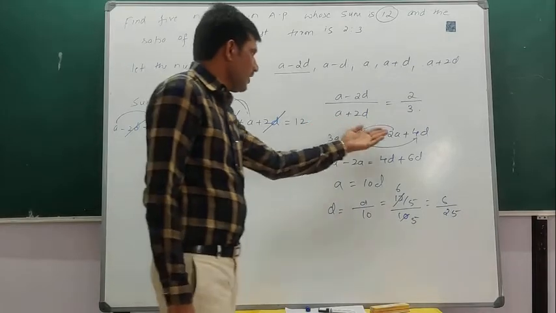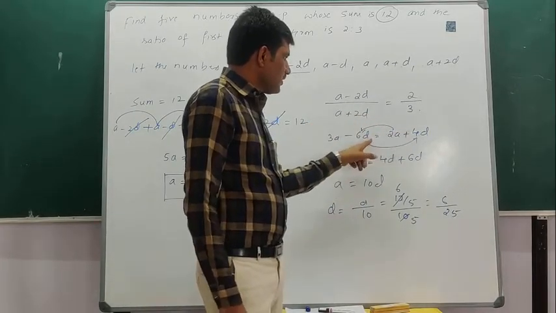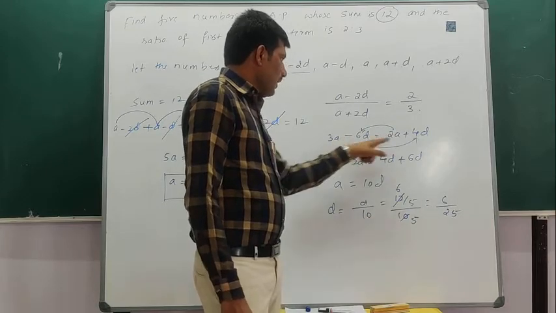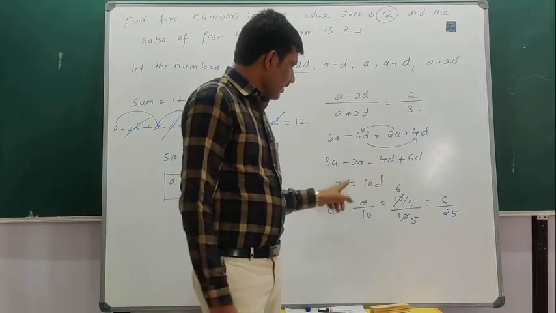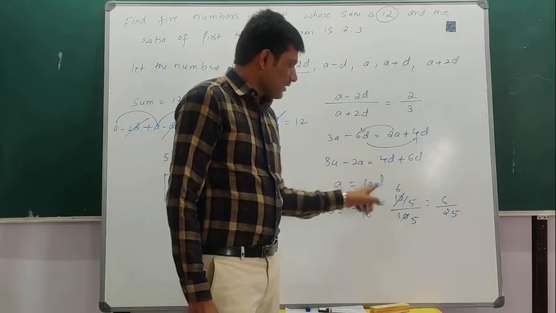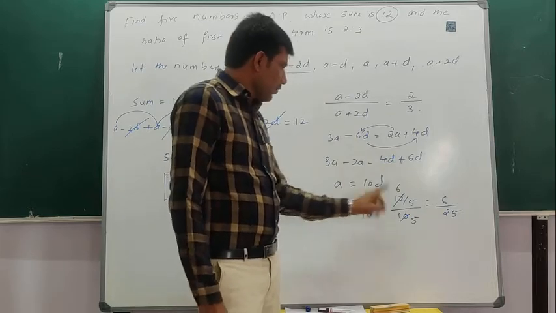So cross multiply: 2A plus 4D is equal to 3A minus 6D. Now see here, 3A minus 2A is equal to 4D plus 6D. 3A minus 2A is A, and 4D plus 6D is 10D. So what is the value of D? A divided by 10. So what is the value of A?